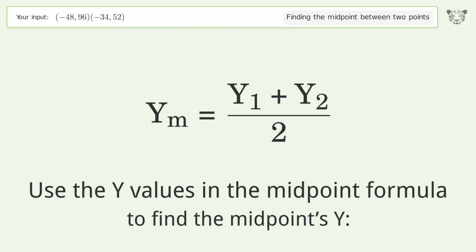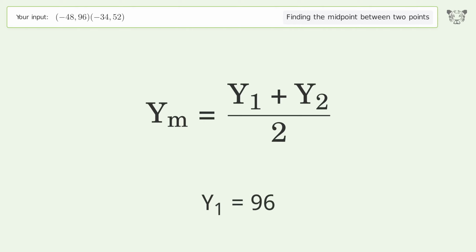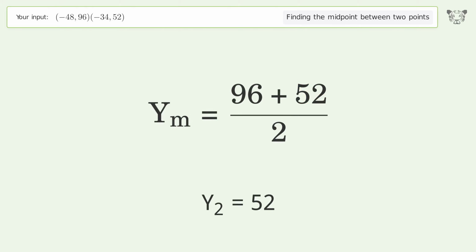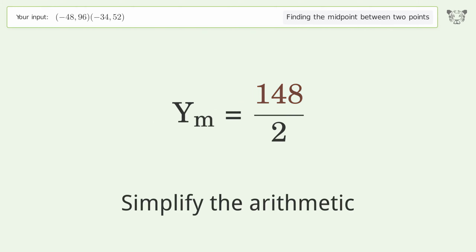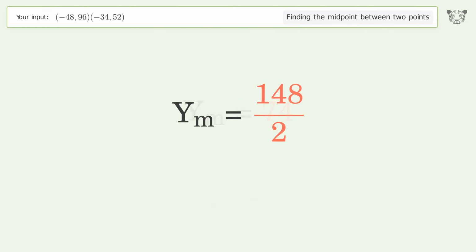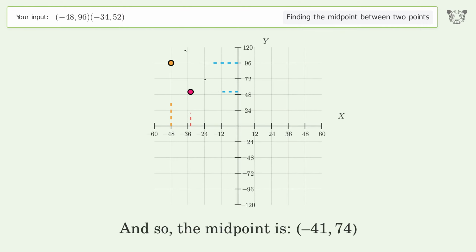Use the y values in the midpoint formula to find the midpoint's y. y1 equals 96. y2 equals 52. Simplify the arithmetic. And so, the midpoint is negative 41, 74.